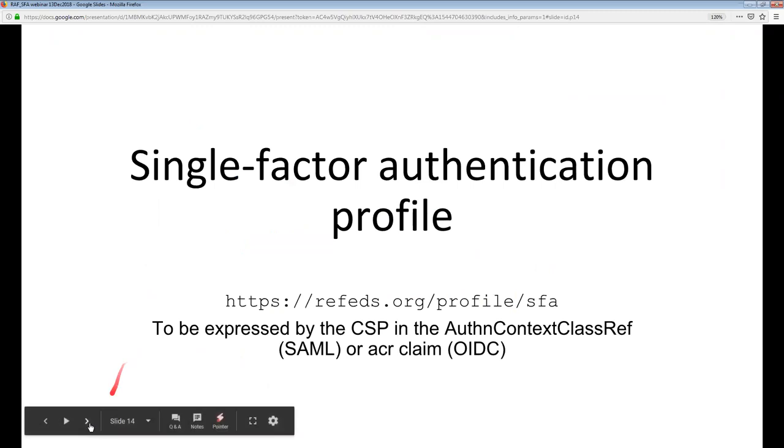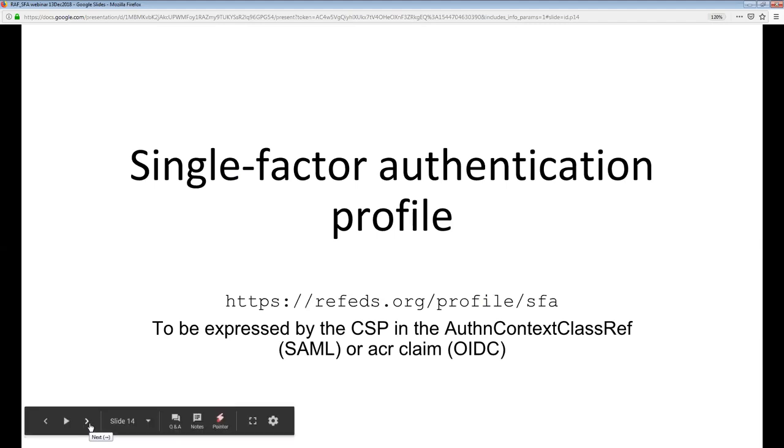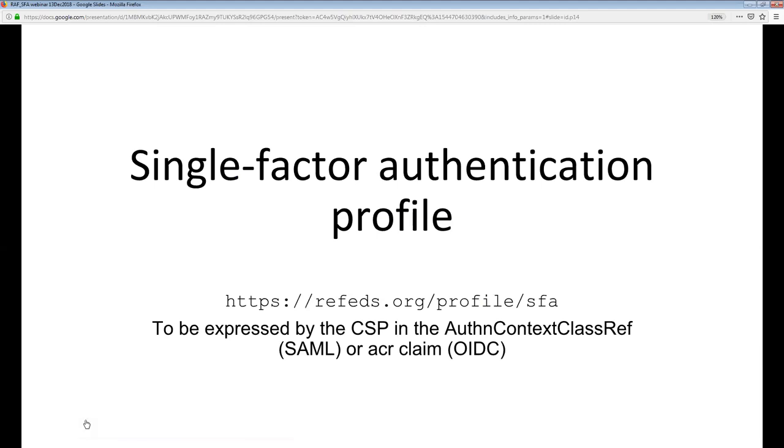As Michael has shown on his last two slides, we've seen that the authentication profiles are decoupled from the assurance framework itself. But nevertheless, we have a recommendation which authentication profile may go with which values of the REFEDS assurance framework. For low-risk use cases, we recommend to use the single-factor profile, which I'm going to present here first.